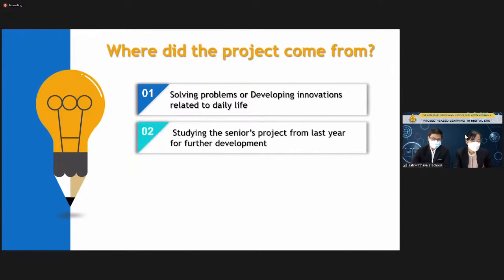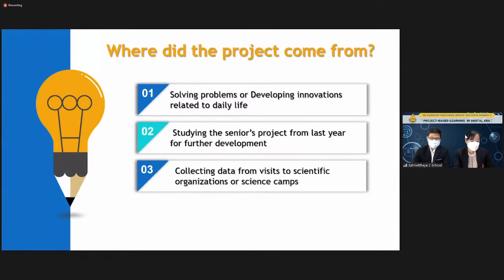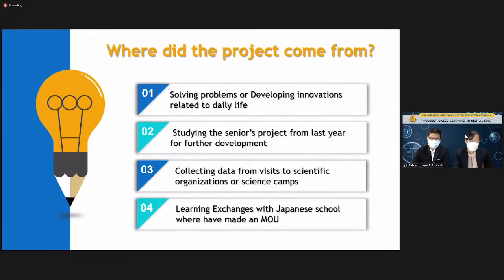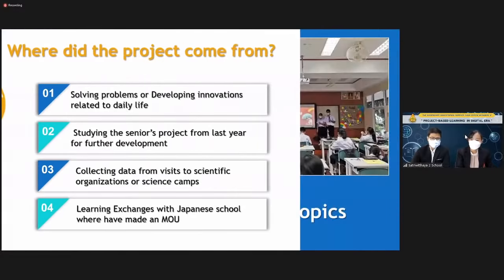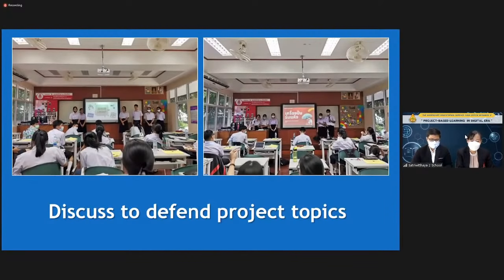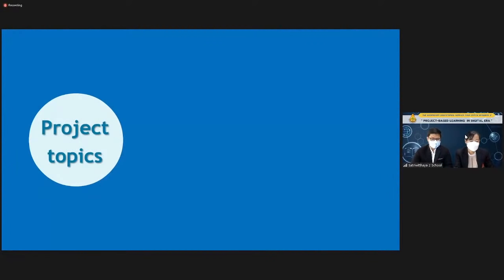Number 2, studying the last year projects of the seniors for further development. Number 3, collecting data from study trips to scientific organizations or science camps. Number 4, learning exchange with students from Japanese schools where we made an MOU. This picture is a discussion of different project topics in our class. Next, you will see examples of student project topics.